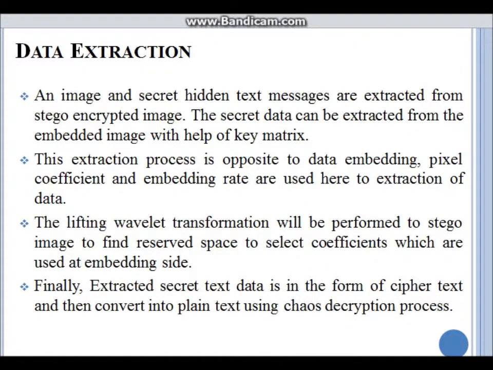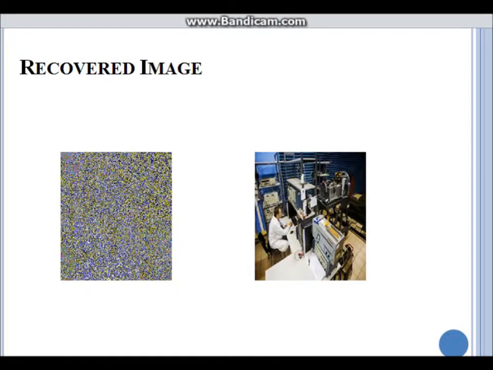Data extraction. Image and data are extracted from the stego encrypted image. The secret data can be extracted from the embedded image with the help of the key matrix. Finally, the extracted secret text data in the form of ciphertext is then converted into plain text using the chaos decryption process. This slide shows the encrypted image and the required image.